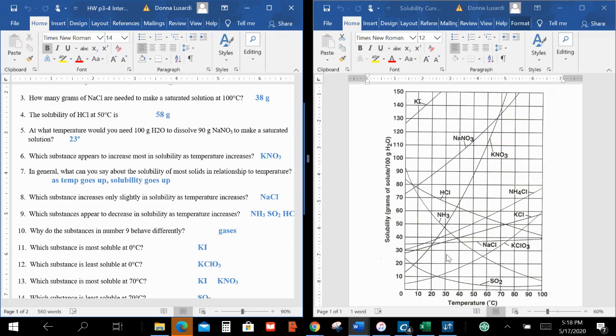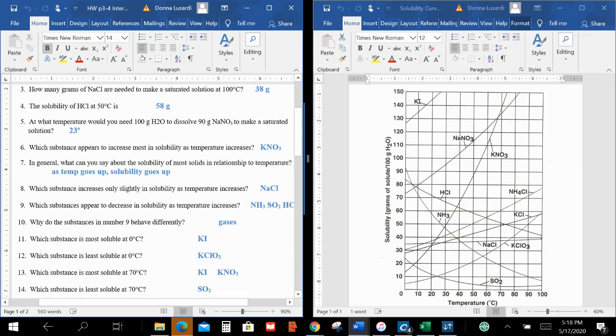Which substance is most soluble at 0? Which one can I put the most of in solution? Way up here, I can put about 126 or so grams of KI into 100 grams of water. So I can actually dissolve more KI. The solution will contain more KI than water, but KI will still be the solute that is dissolved in the water. Least soluble at 0, this one's the lowest amount, about 5 grams, is KClO3.